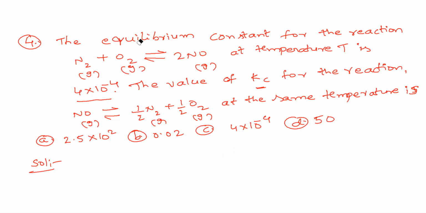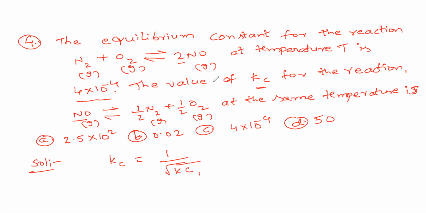So we have to do comparison for the first equation and then we have to go for the second equation. The second equation is the reverse of the first equation, and moreover it is half moles. You can see here 2 moles of nitrogen oxide, and here 1 mole, and here half mole of nitrogen and half mole of oxygen. So due to this, we can say Kc is equal to 1 by root Kc1. That is the first equation.